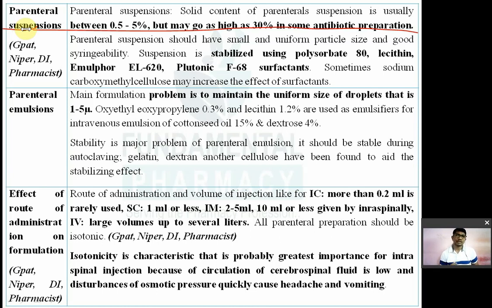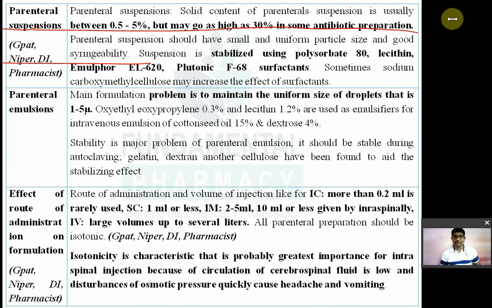Parenteral suspension should have small uniform size and good syringeability. तो syringeability क्या होता है? Syringeability मतलब ये syringe से पास होना चाहिए. देखो आपका syringe जो होता है वो बहुत ही small होता है. उसका जो opening या फिर उसका diameter क्या होता है? बहुत ही small होता है. So your parenteral suspension should have particle size small enough to pass through that small syringe. That is known as syringeability.